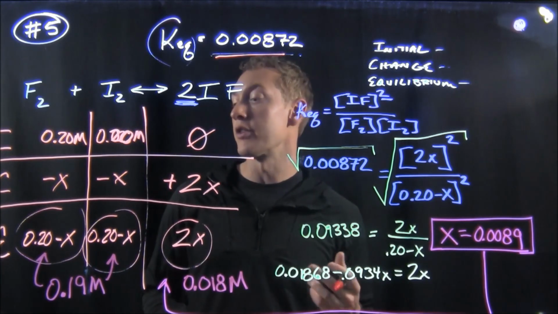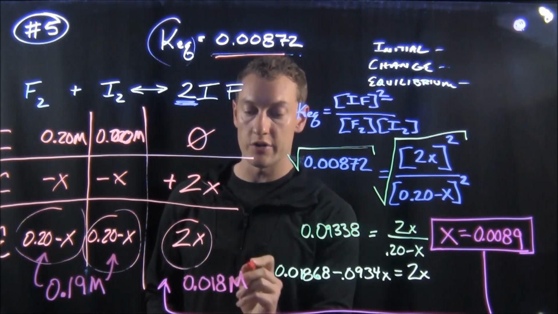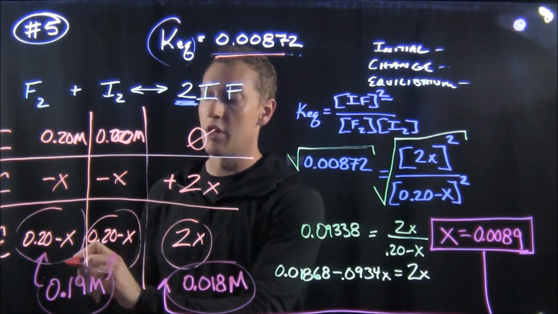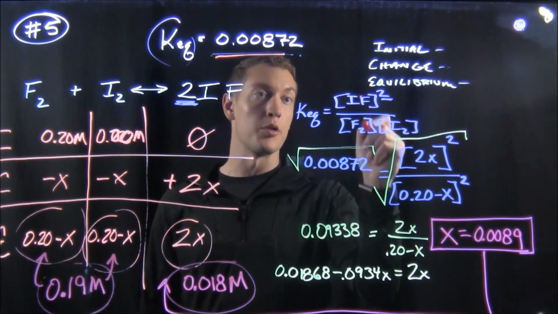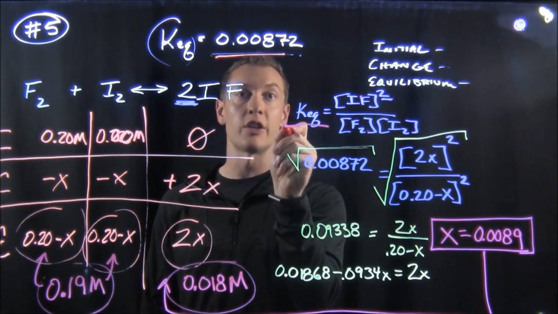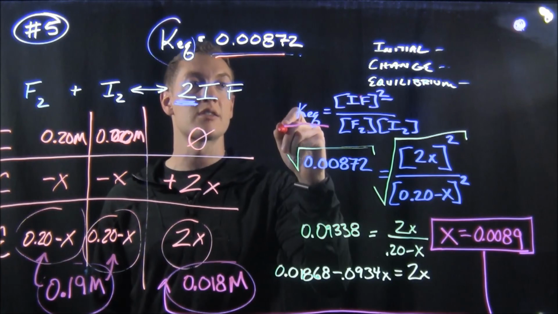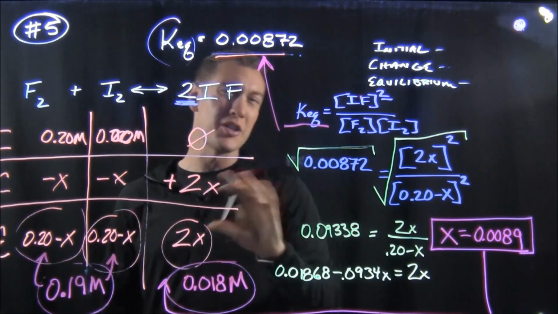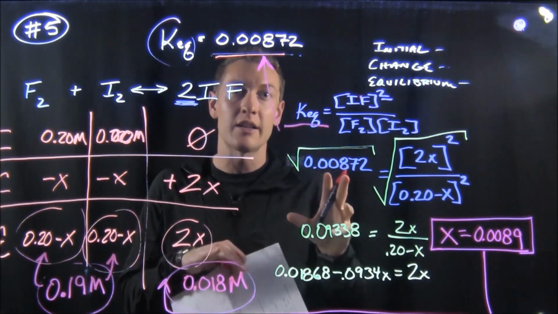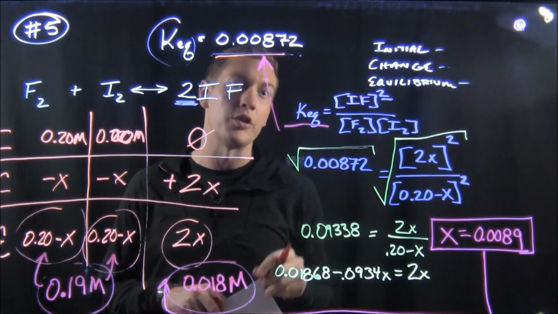If you're my student, I would encourage you, take these values that you found, plug them back into this equilibrium expression and see if you calculate KEQ now, is it very close to this number? Because of the rounding, it might not come out to be exactly that same number, but it should come out to be really, really close.